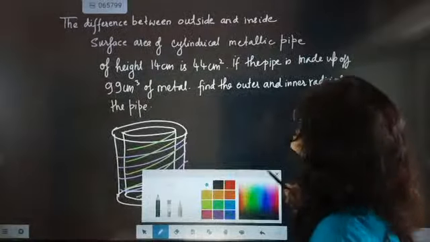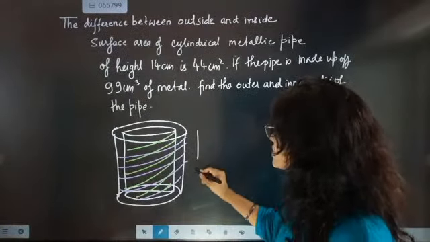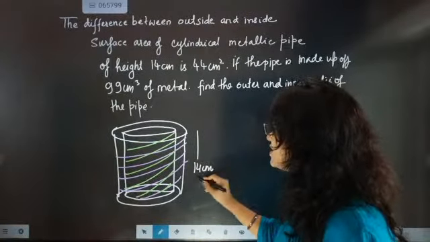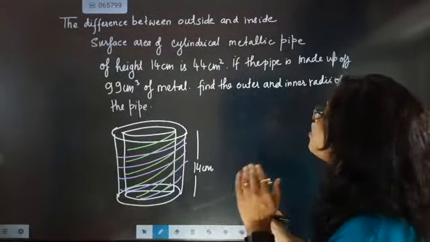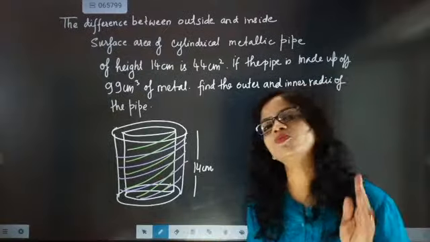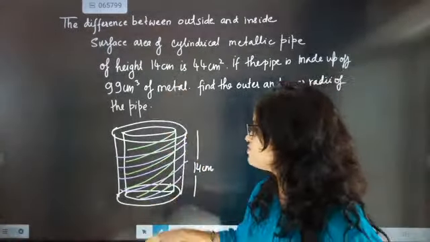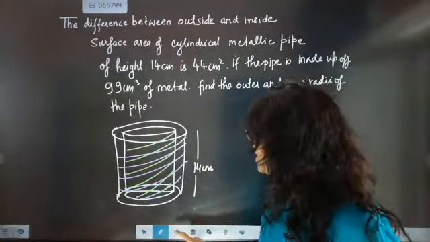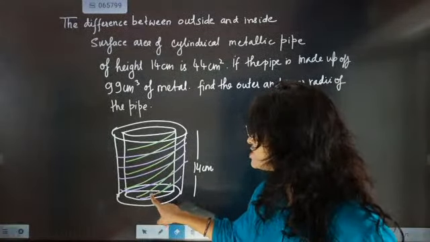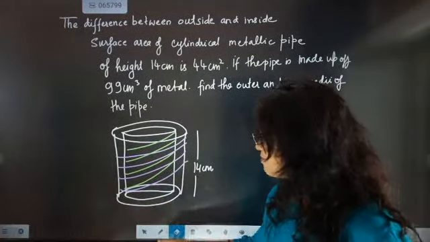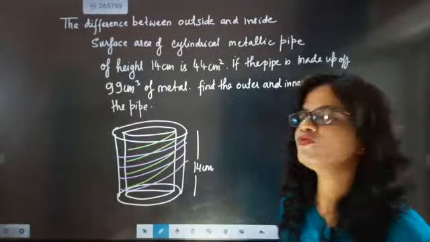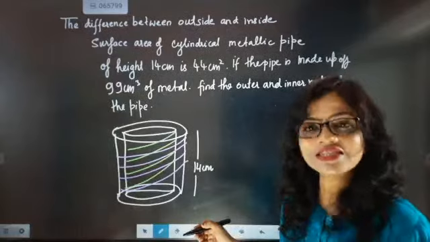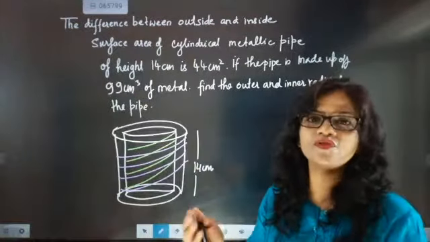Now the height of the cylinder given is 14 centimeter, and they are telling that the difference between outside and inside surface area of a cylindrical metallic pipe. Pipe means this mouth will be open, from both sides. So now what we have to do? First we have to find the difference. So what is CSA of outside and CSA of inside?